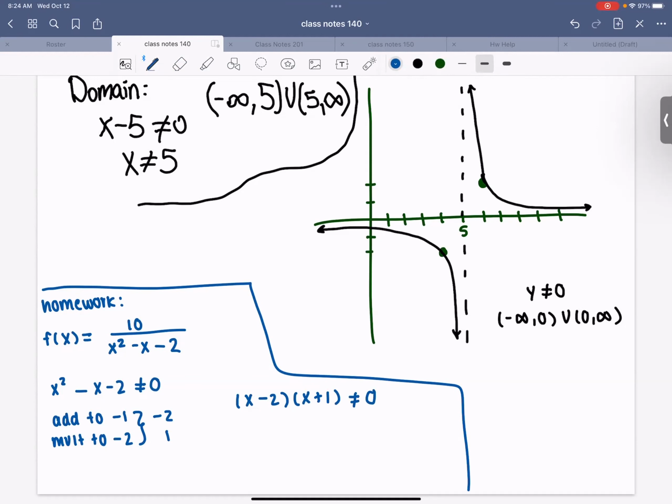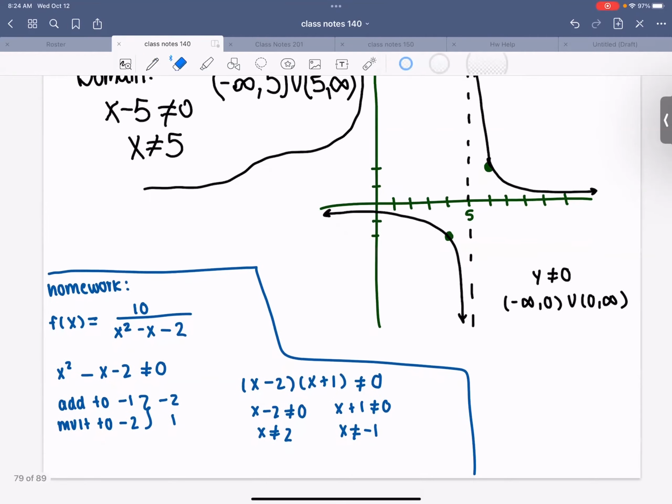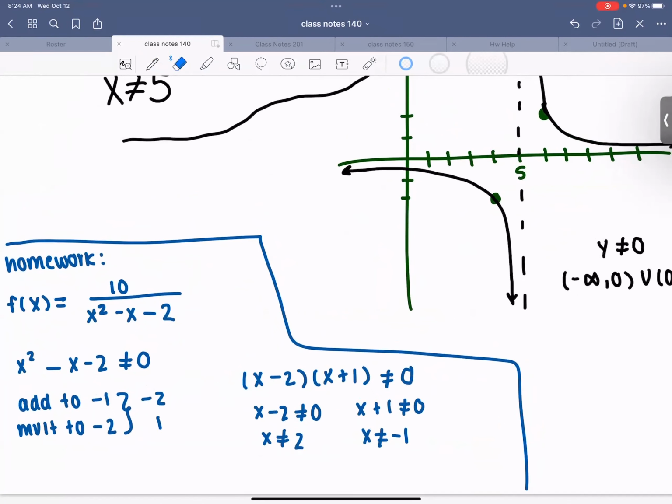Setting each of our individual factors equal to 0, we get x minus 2 does not equal 0, and x plus 1 does not equal 0. And we get that x can't be 2 and x can't be -1. So now I have two things that won't work here. Anyone want to guess what the set builder notation would look like here?